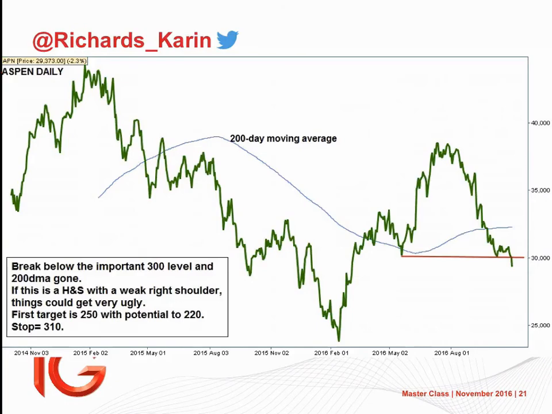Karen Richards on Twitter, you won't find simpler charts. So you'll note a couple of things. She'll have a 200-day moving average. She loves that. She'll often drop to monthly charts. Loves those too. And she'll just take a single line. One point, two point, broke. Aspen, be short. Simple as that.